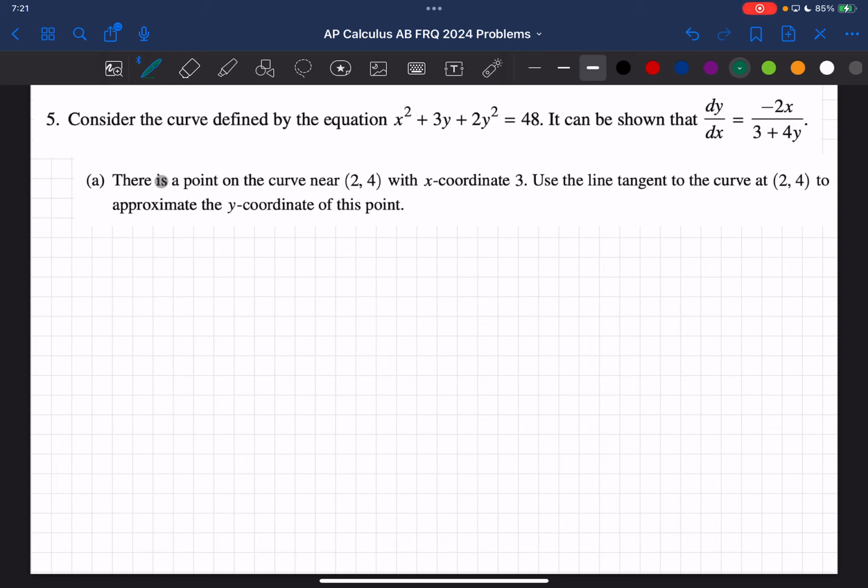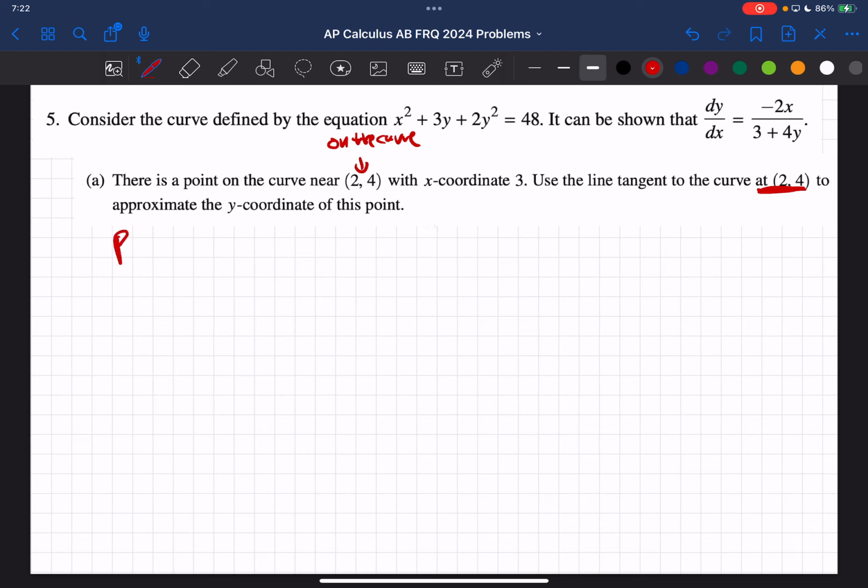Now, for part A, it says, there is a point on the curve near 2, 4 with x-coordinate 3. This took me several read-throughs before I understood. Basically, the idea is that this point right here is on the curve. That's the key point. And you get that by the context, by them reiterating that point to say, use the line tangent to the curve at 2, 4 to approximate the y-coordinate of this point.